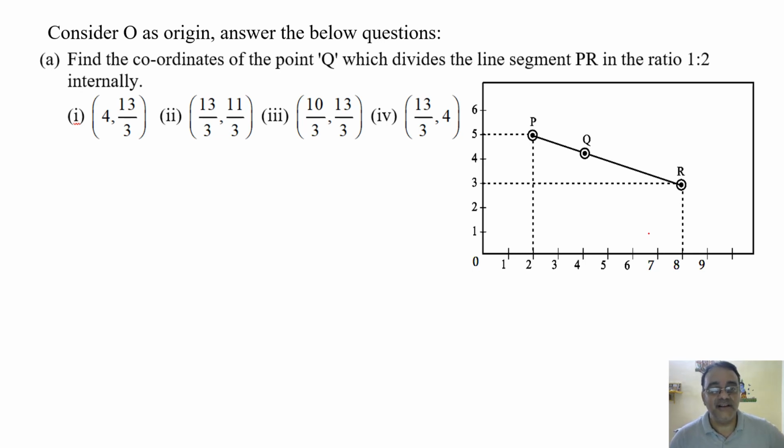Find the coordinates of the point Q which divides the line segment PR in the ratio 1:2. So the point P is (2, 5). Okay, and what are the coordinates of R? (8, 3).